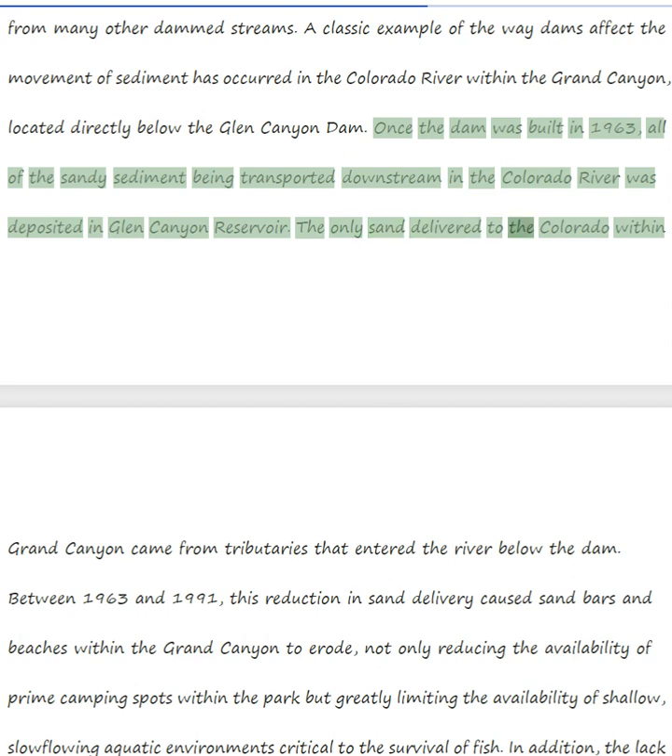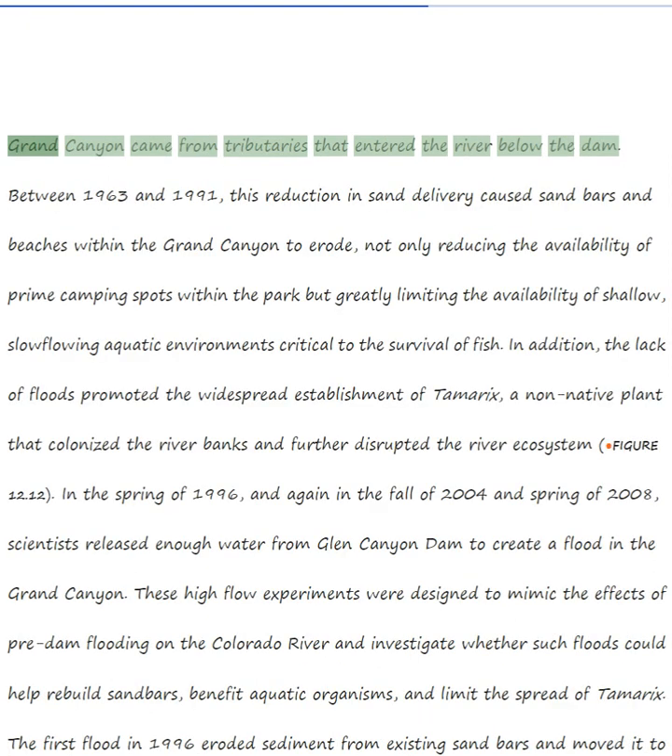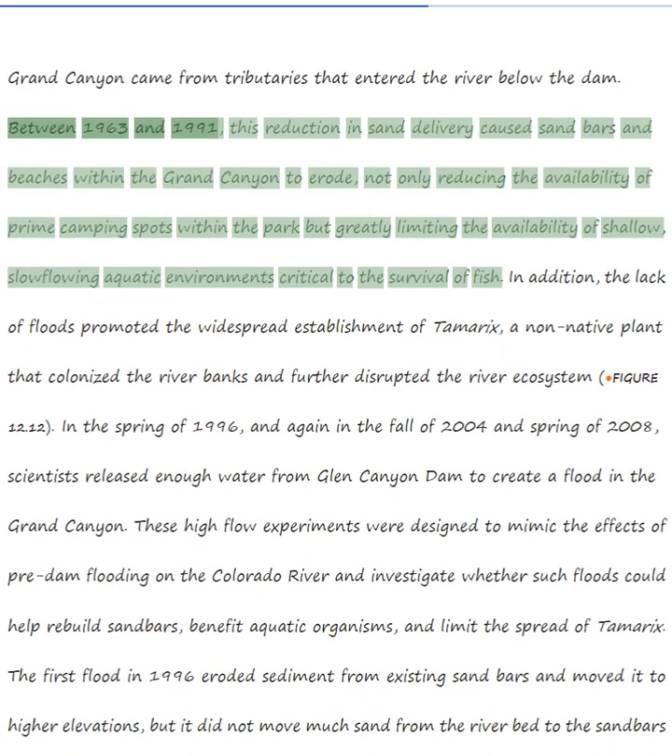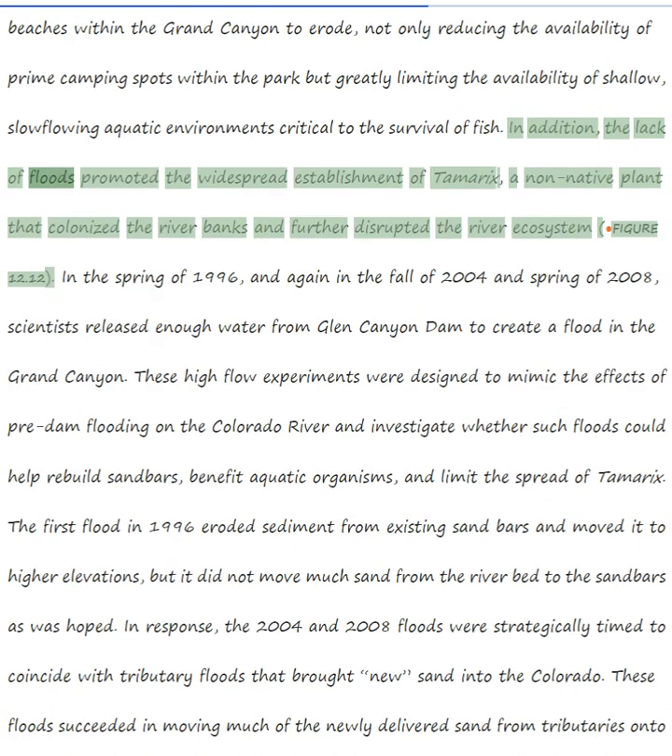The only sand delivered to the Colorado within Grand Canyon came from tributaries that entered the river below the dam. Between 1963 and 1991, this reduction in sand delivery caused sandbars and beaches within the Grand Canyon to erode, not only reducing the availability of prime camping spots within the park but greatly limiting the availability of shallow, slow-flowing aquatic environments critical to the survival of fish. In addition, the lack of floods promoted the widespread establishment of tamarix, a non-native plant that colonized the river banks and further disrupted the river ecosystem.